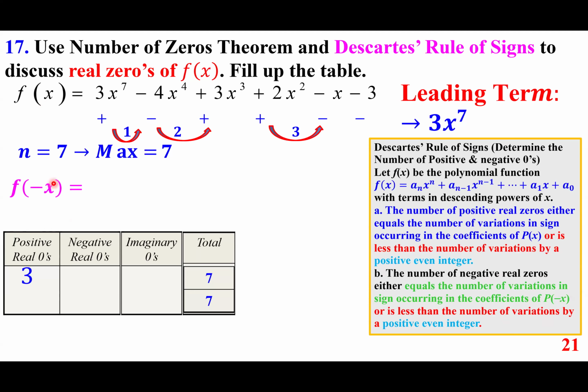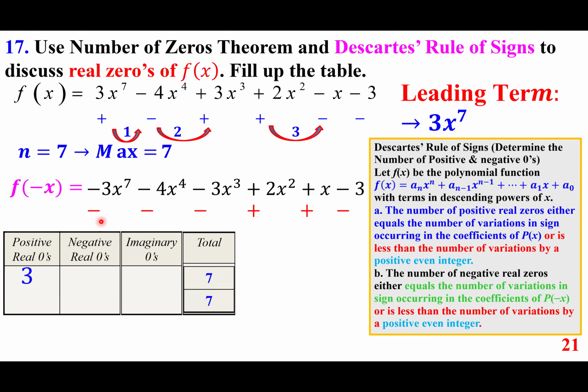So let's see, if I replace the x with negative, this becomes minus, so minus 3x to the power of 7. This one doesn't change, so minus 4x to the power of 4. This one changes to negative. This one, because the exponent is 2, doesn't change, and so plus 2x squared. This one changes to minus minus x, plus x, then this one doesn't change. So what signs do we have? Negative, negative, negative, positive, positive, negative. So those are the signs.